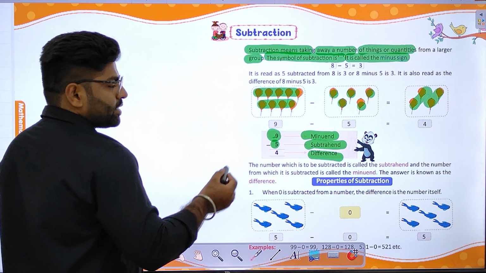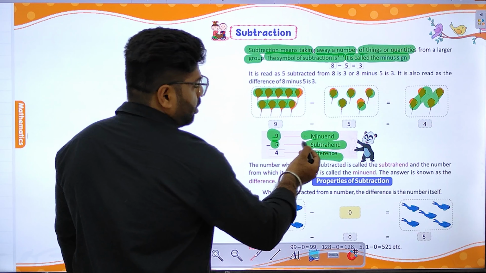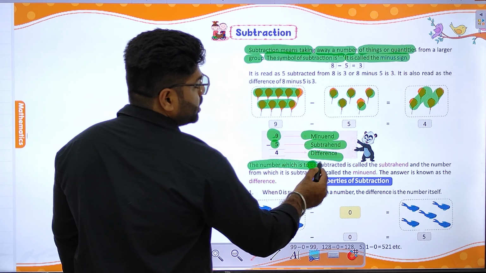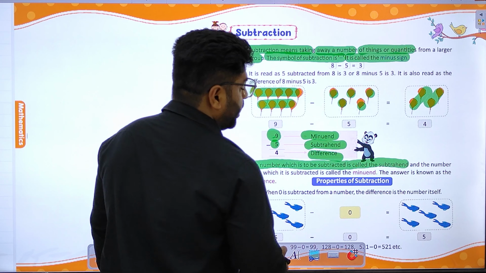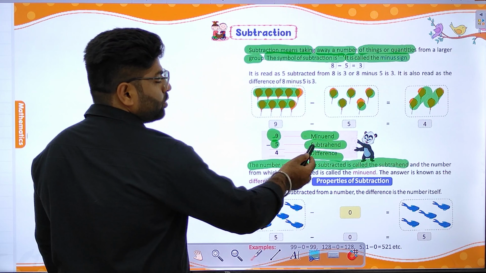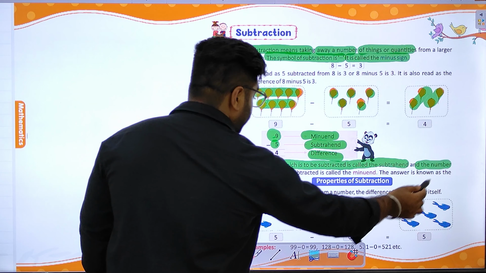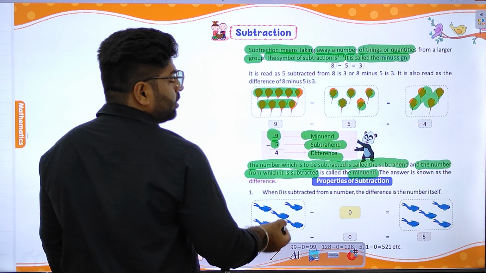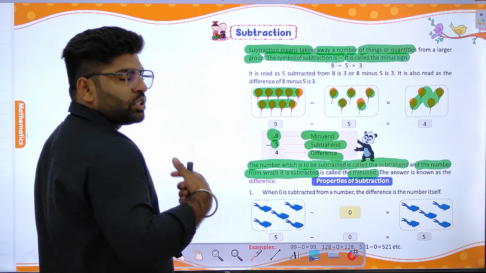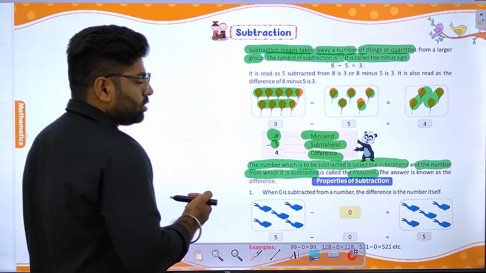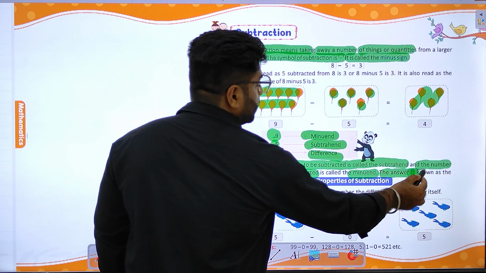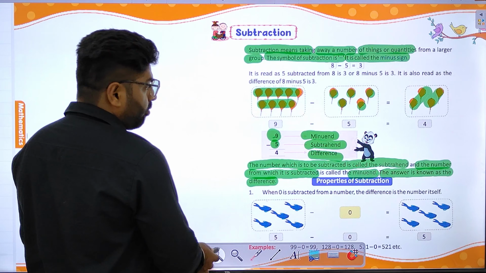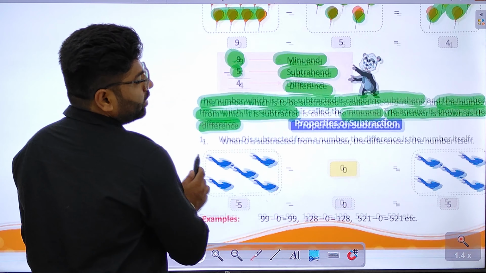Let's discuss one more property about the minuend, subtrahend, and difference. The number which is to be subtracted is called a subtrahend. Here we are subtracting 5, so that is the subtrahend. And the number from which it is subtracted is called the minuend. So here we are in the larger group from which we are going to subtract the numbers. That is the minuend. And the answer is known as the difference. Clear? Now come to our next part.